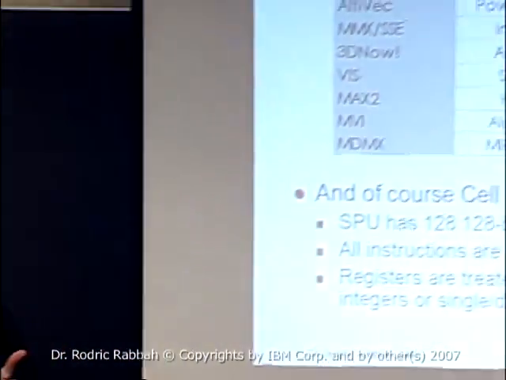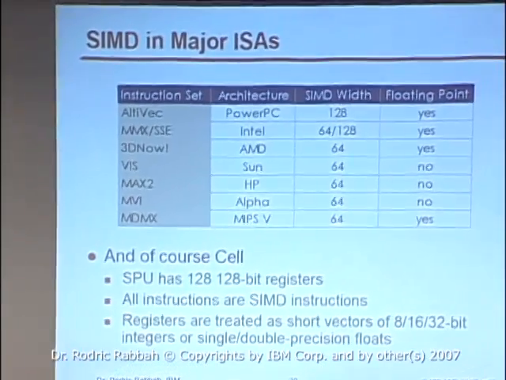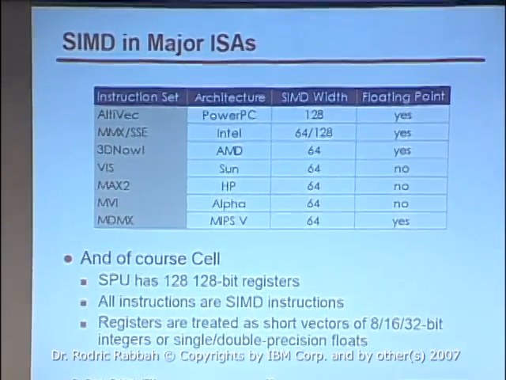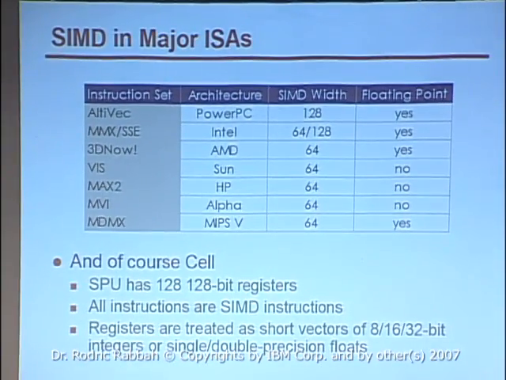SIMD extensions are increasingly popular. They're available in a lot of ISAs. So AltiVec, MMX, SSE are available in a lot of x86 machines. And of course in Cell, in fact on the SPU, all your instructions are SIMD instructions. And when you're doing a scalar instruction, you're actually using just one chunk of your vector register and your vector pipeline.